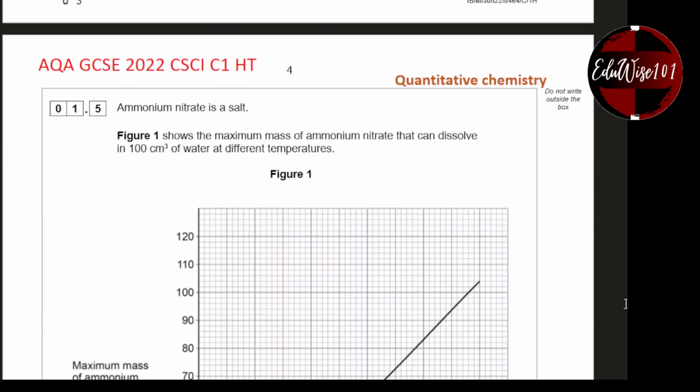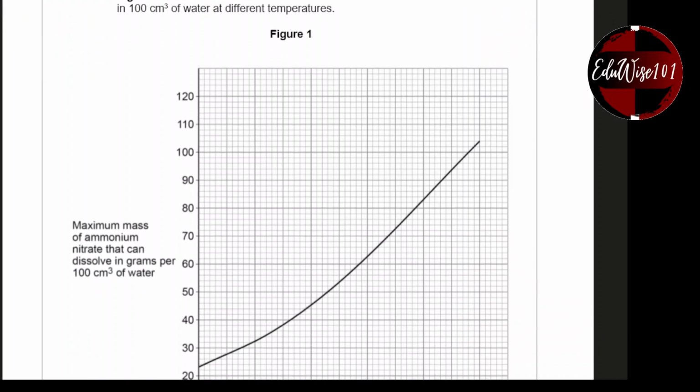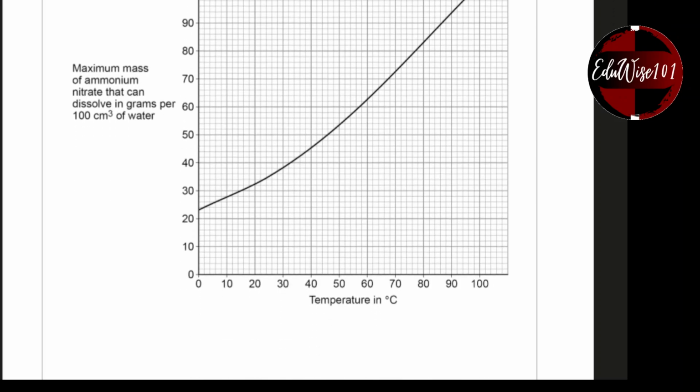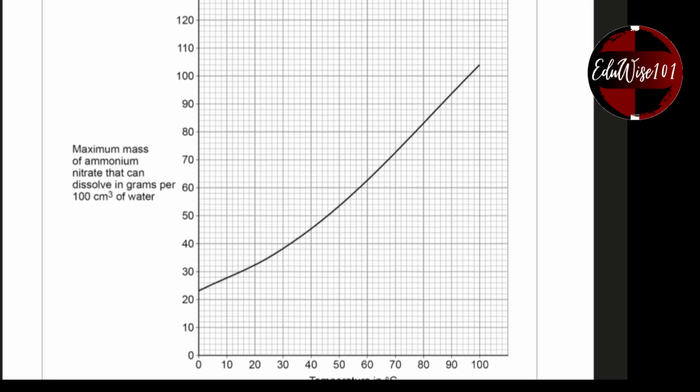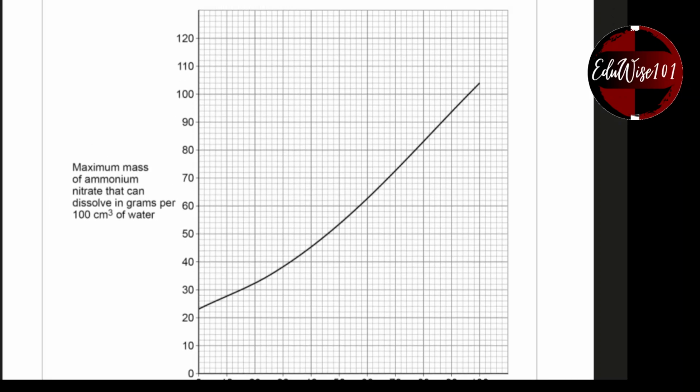1.5. Ammonium nitrate is a salt. Figure 1 shows the maximum mass of ammonium nitrate that can dissolve in 100 centimeter cube of water at different temperatures. So as you can see, as the temperature increases from 0 to 100, the maximum mass of ammonium nitrate that can dissolve also increases with the temperature.